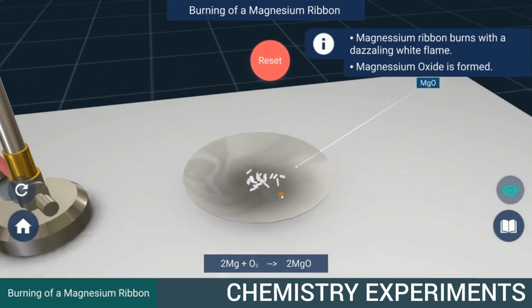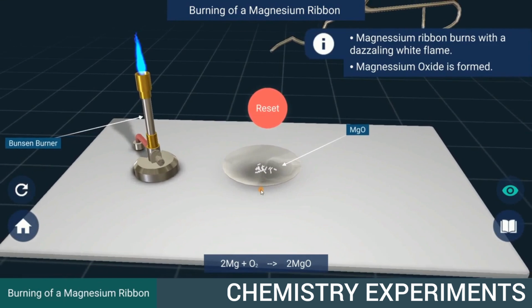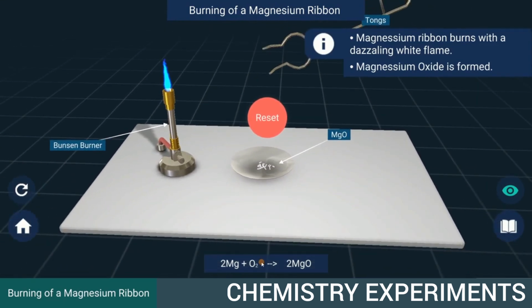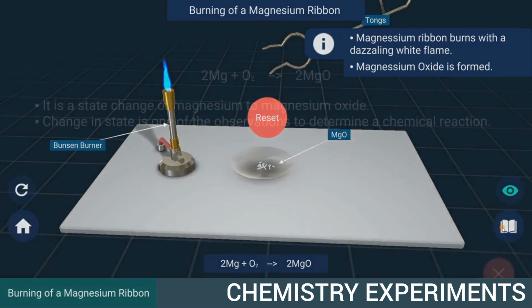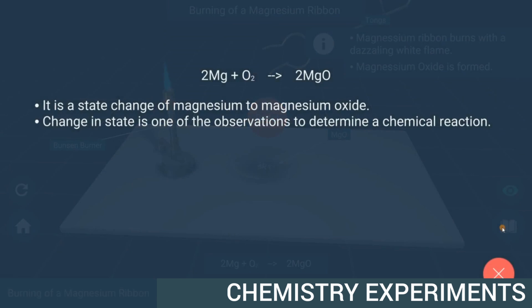This powder is magnesium oxide. Due to the reaction between magnesium and oxygen present in the air, a new substance called magnesium oxide is formed. It is a state change of magnesium to magnesium oxide. Change in state is one of the observations to determine a chemical reaction.